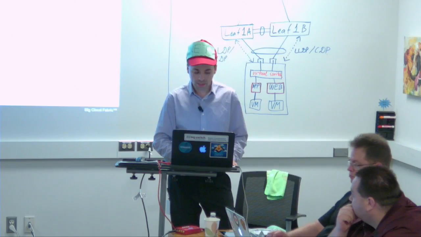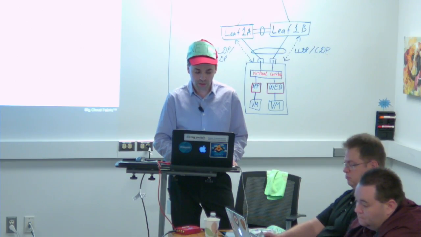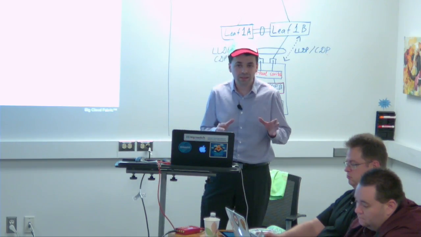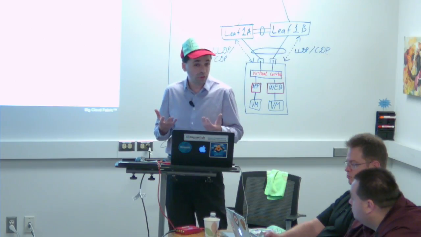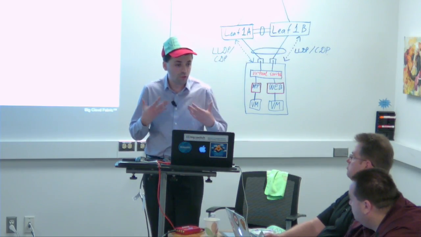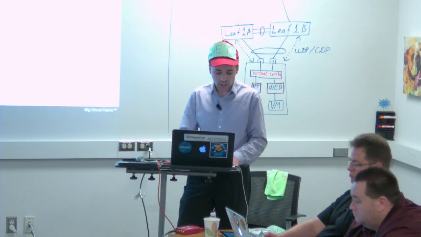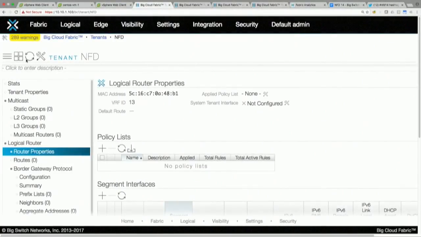Okay. So last thing on the basic Big Cloud Fabric is this logical networking that we have, the tenants and the segments. So a tenant is our concept of layer 3 separation. If you're used to traditional networking, VRF is something very similar here, except we try to use terms that are familiar to application folks. So we have a tenant here called NFD, and then inside the tenant I have multiple segments, which are a layer 2 separation construct.